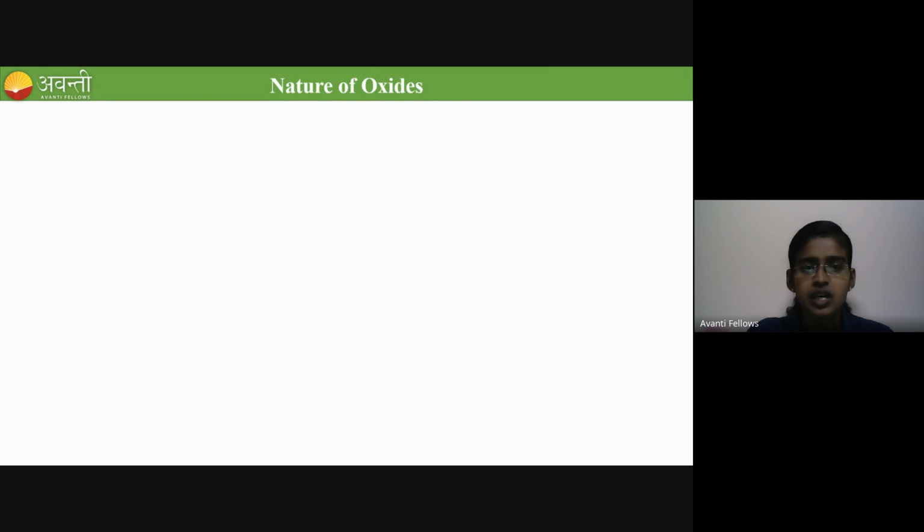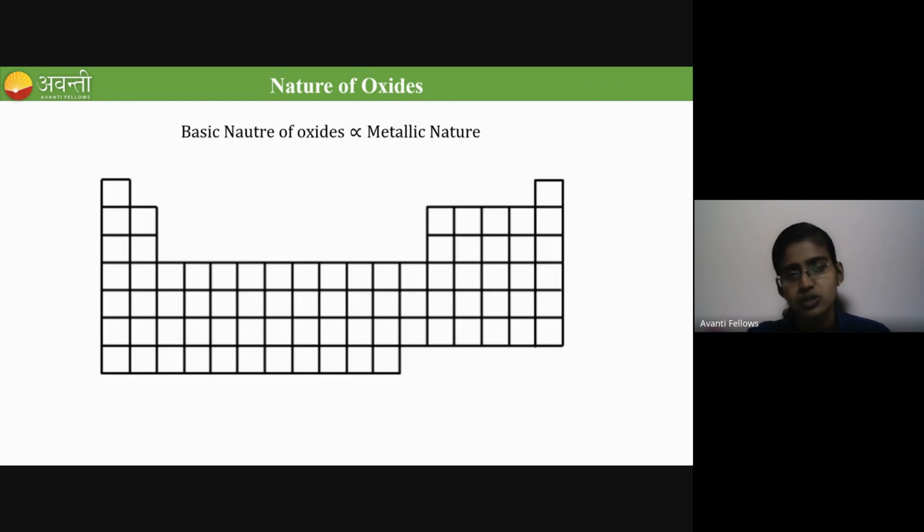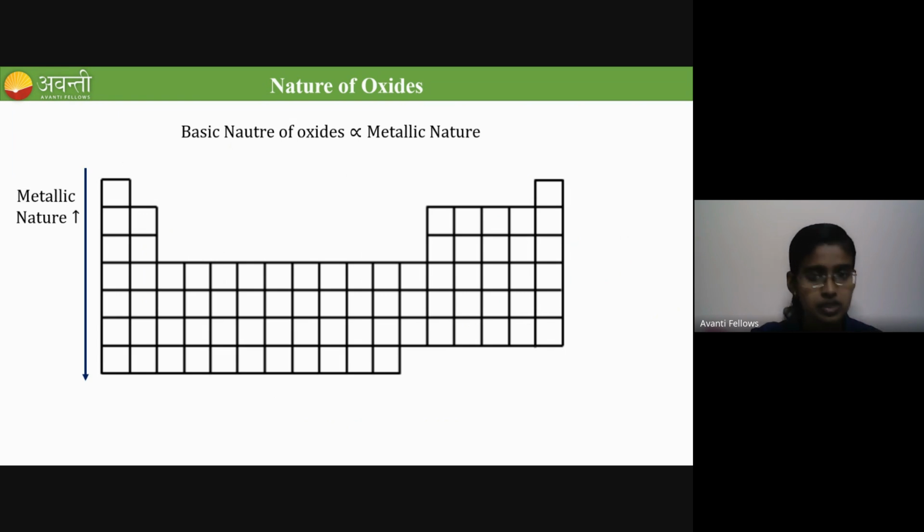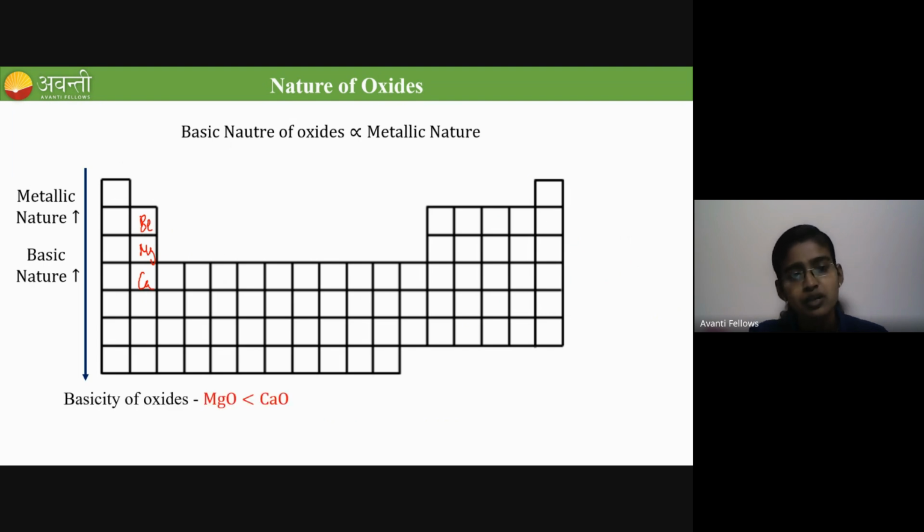Very easy. And coming to the relation, the basic nature of an oxide is directly proportional to the metallic nature. On moving down the group, metallic nature increases, so the basicity of oxides also increases. If I want to compare, let me take the second group elements: beryllium, magnesium, calcium. Calcium oxide is more basic compared to magnesium oxide, because the basic nature of oxides increases on moving down the group.